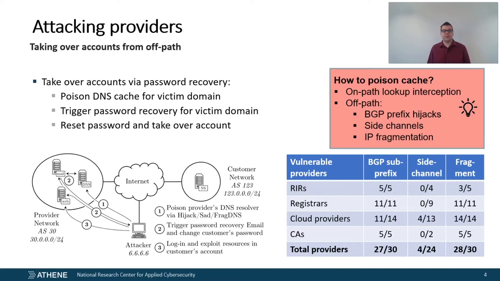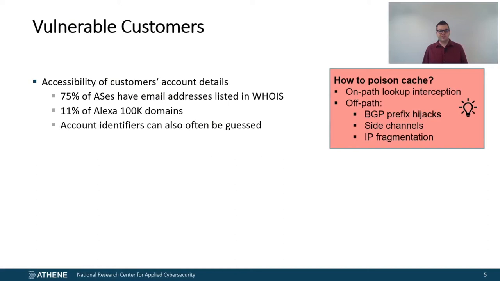So the other question besides the vulnerable providers is the vulnerable customers. For a customer to be vulnerable, we have two properties which need to be fulfilled. First, the customer's account details, which are needed to trigger the password recovery, need to be somehow known to the attacker. And we find that since for most providers you only need the email address of the account to trigger the password recovery, you can actually find these email addresses in 75% of the cases for the IR Whois accounts just from the public Whois databases, because the public Whois databases list many email addresses which belong to these resources, and one of them is certainly the email address which is linked to the account. The same applies to 11% of the Alexa 100K domains, where the difference essentially comes from the fact that in the case of domains, the details are typically privacy protected, which is not the case for the IR Whois databases.